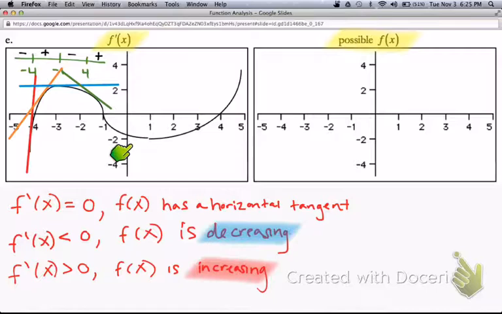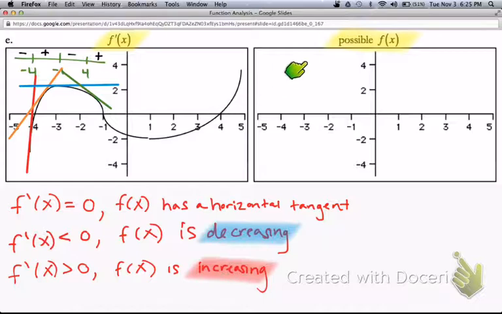Okay, notice that the second derivative is positive, positive, positive, positive, positive, 0, negative, negative, negative, negative, negative, negative, negative, negative, negative, negative, 0, positive, positive, positive, positive, positive.